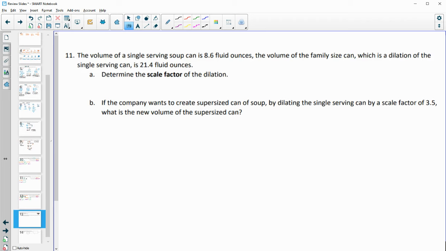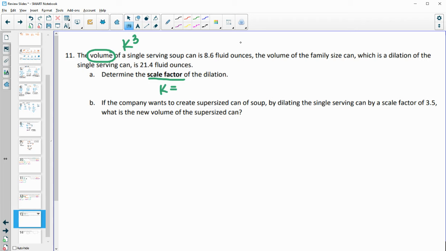Number 11, the volume of a single serving soup can is 8.6 fluid ounces, and the volume of the family size can, which is a dilation of the single serving, is 21.4 fluid ounces. Determine the scale factor. A couple of things that we're seeing here: we're looking at volume, so this means we're getting K cubed. And then they're wanting scale factor, which is a K value.